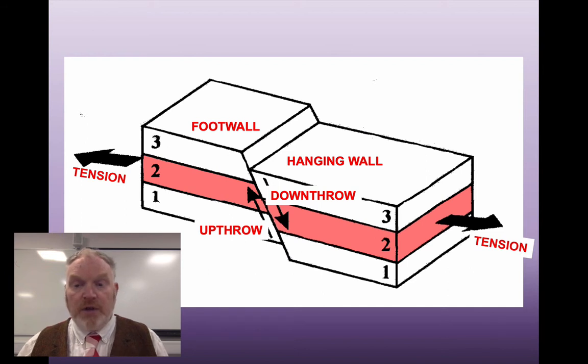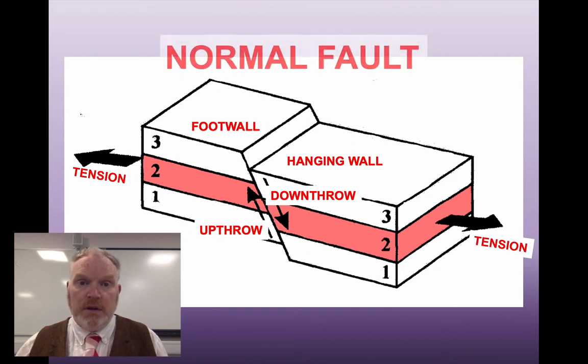This particular fault is a result of crustal tension. So if we look at this evidence, we've got crustal tension making this block longer, extending the crust here. Crucially, the hanging wall is the down throw side of this fault. So therefore, this fault is a normal fault.